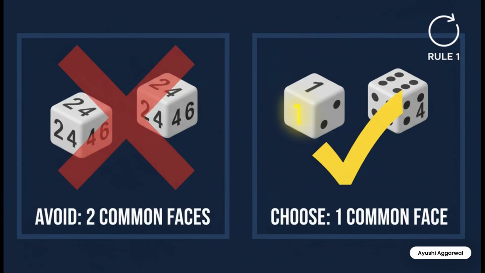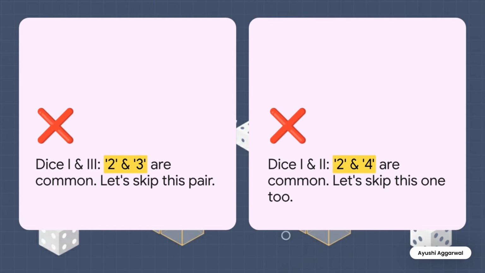And here's the pro tip that makes these questions so much easier. Always look for a pair of dice that have only one number in common. Why? Because that lets us easily use our Rule 1, the clockwise method we just learned. Let's try it out. Okay, if we compare dice 1 and 3, we see that 2 and 3 are common.